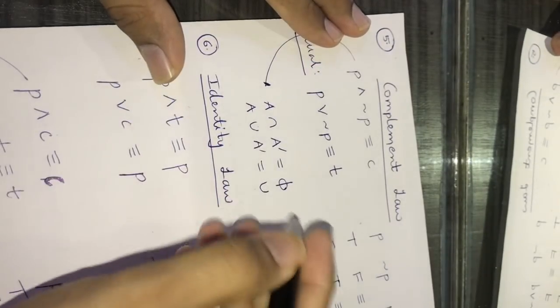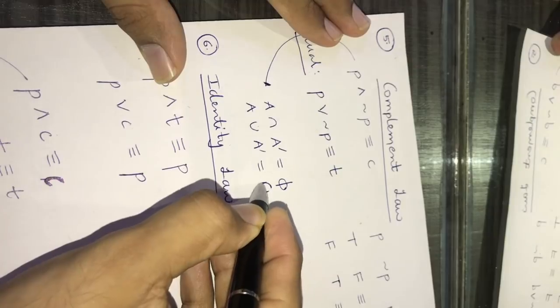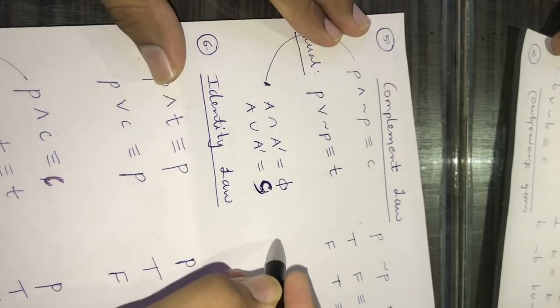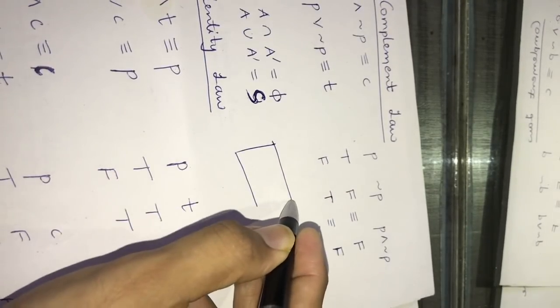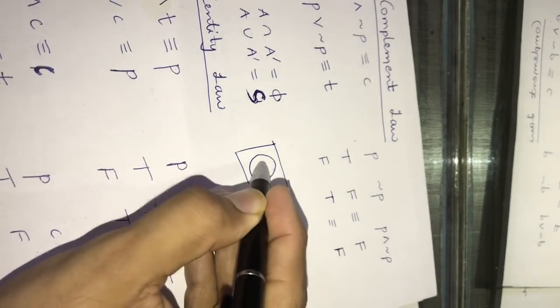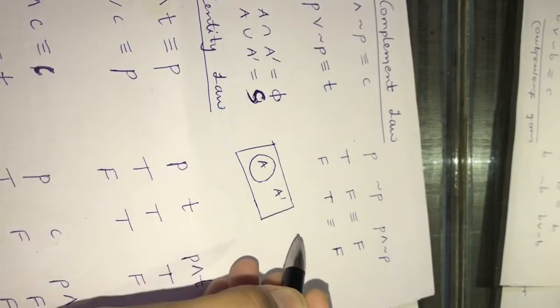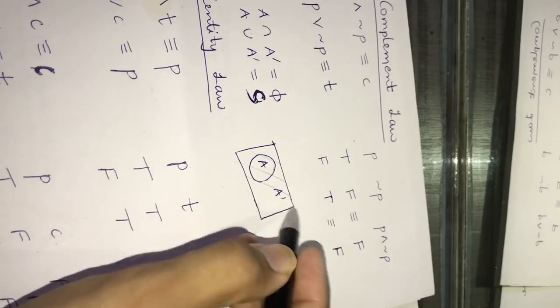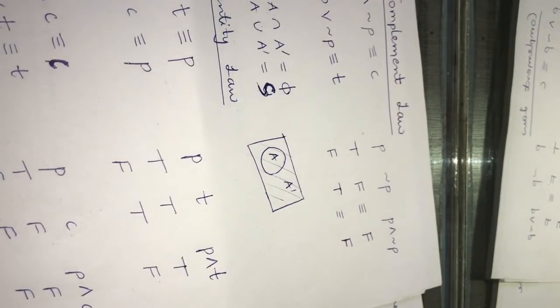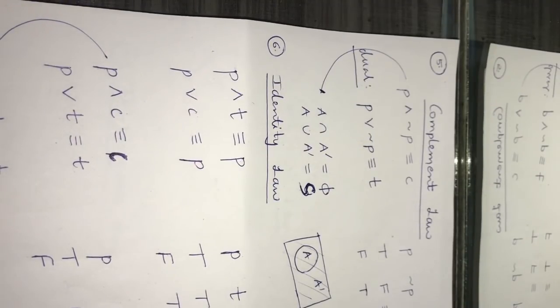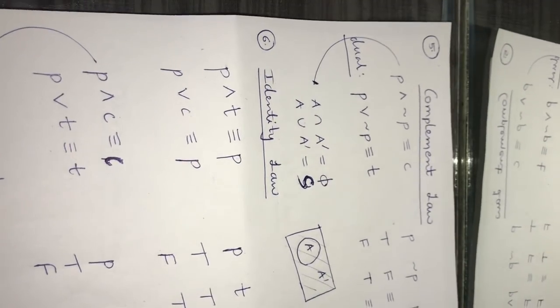So here also we can say this is a sample space, right? See what happens is, there is a region A, and this outside region is A dash. When you try to find the intersection, it is a null set. When you try to combine, you get the entire sample space. Okay, so that is how it is going to work. Complement law, identity law. I hope it is clear to you.